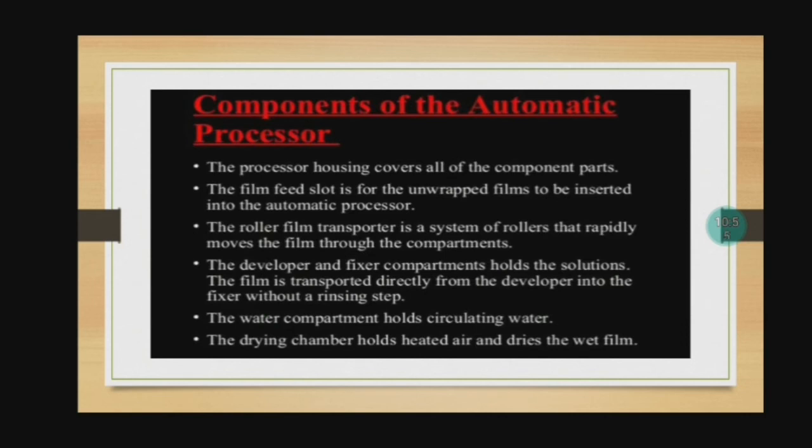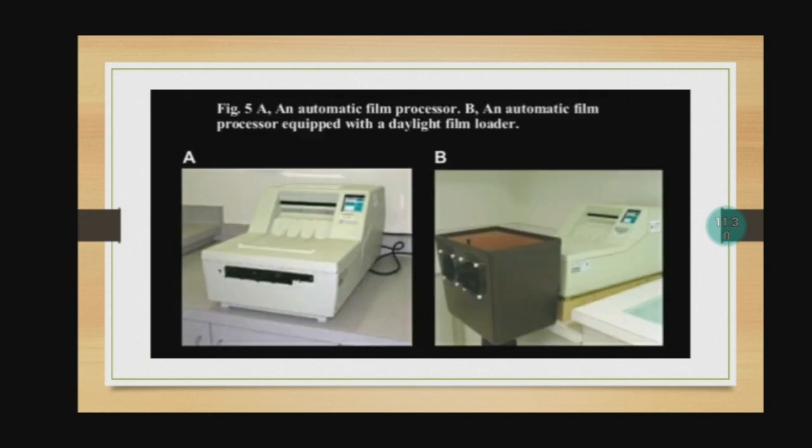Components of the automatic processor. So the processor housing covers all of the component parts. The film feed slot is for the unwrapped films to be inserted into the automatic processor. The roller film transporter is a system of rollers that rapidly moves the film through the compartments. The developer and fixer compartments hold the solution. The film is transported directly from the developer into the fixer without a rinsing step. The water compartment holds circulating water. The drying chamber holds heated air and dries the wet film.